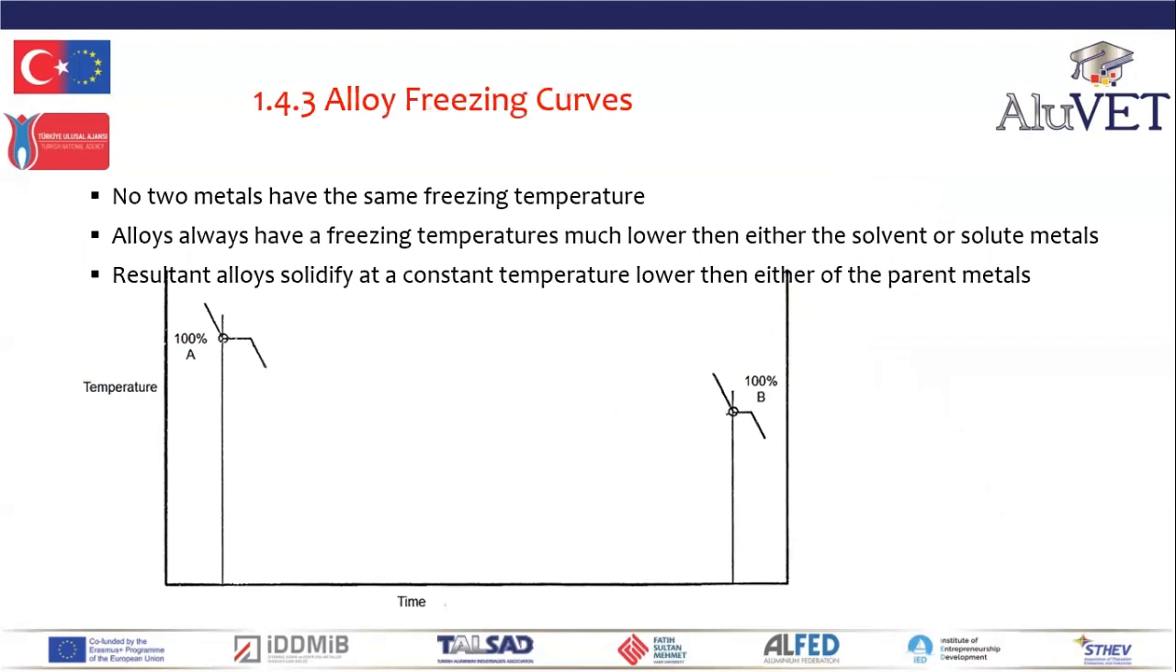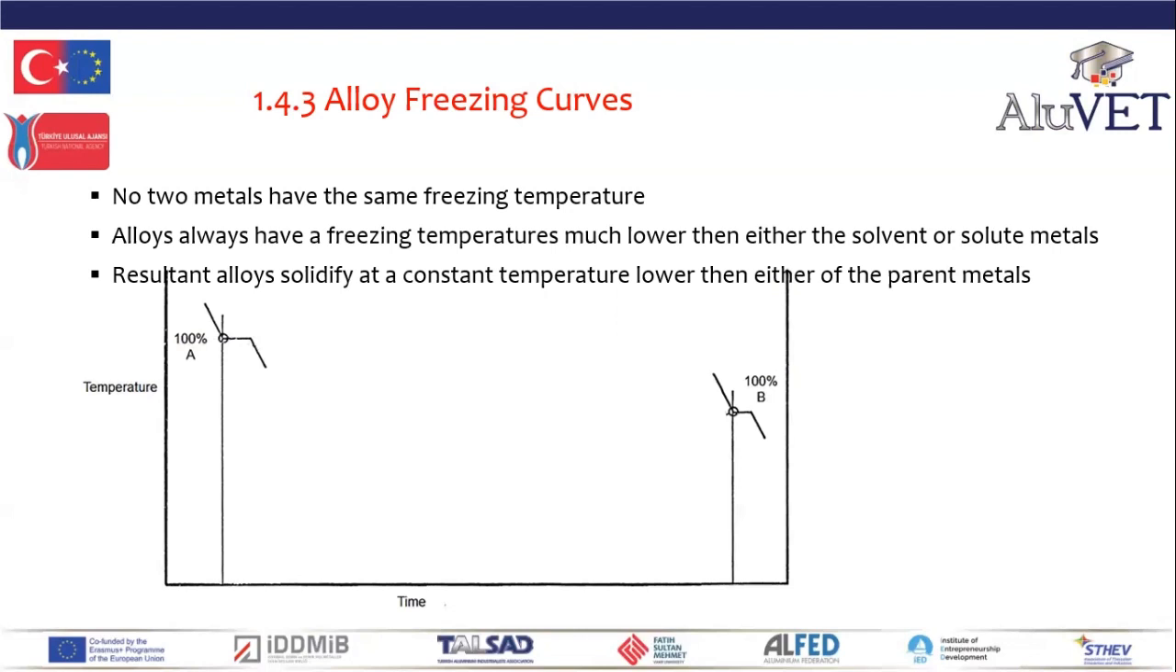Now we need to understand a little bit about how alloys freeze, how they solidify. Now remember, no two pure metals have the same freezing temperature. And when we alloy two metals together, they develop a freezing range which has a different freezing start temperature. So on our graph, on the left-hand side, we have 100% pure A metal, aluminium. On the right-hand side, we have 100% pure solvent metal. And note that they have a single freezing temperature.